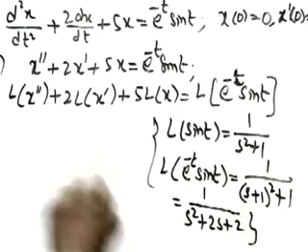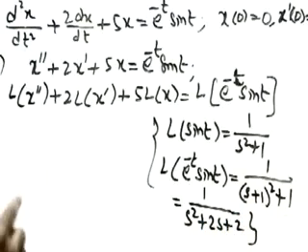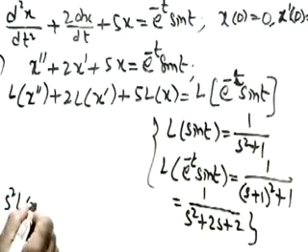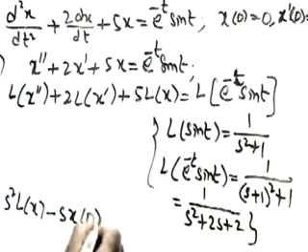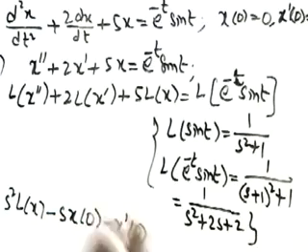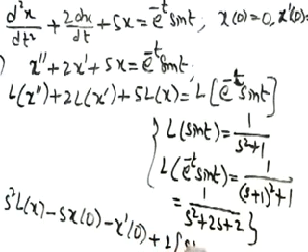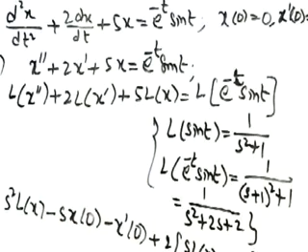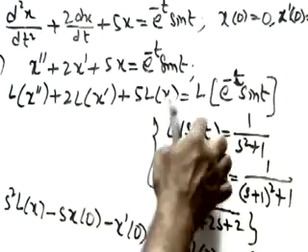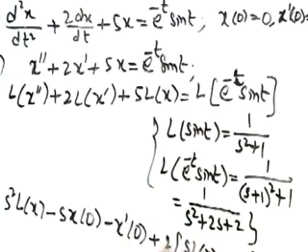2 ones are 2s plus 1 square 1 1 plus 1 2. So see here. Now let us use the formulas. Laplace of this one is s square into Laplace of x minus s into x naught minus x dash naught. Plus 2 into this, which is s into Laplace of x minus x naught. Plus 5 into Laplace of x equals this value we already found here.